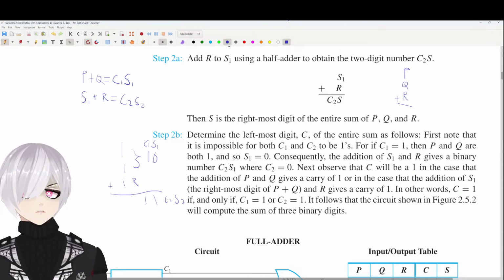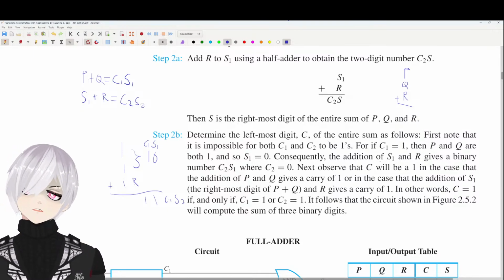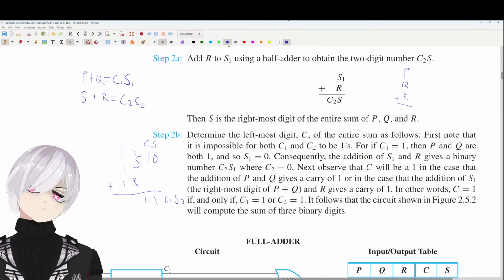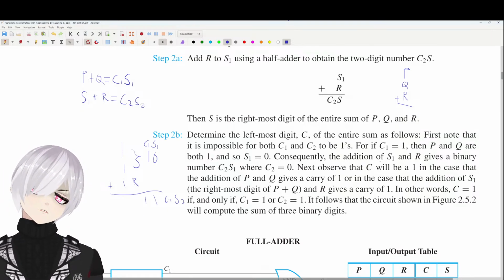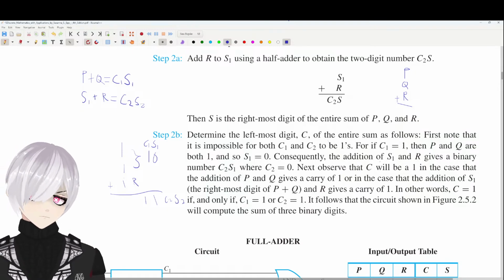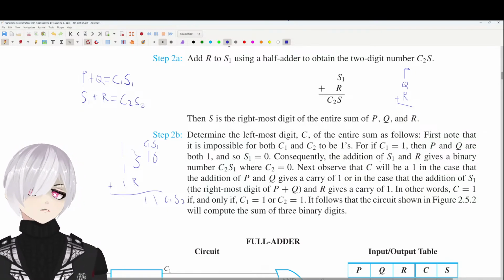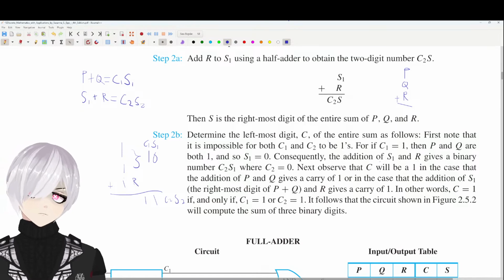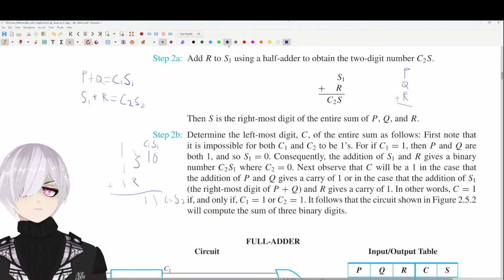Because I guess they're saying, maybe they're just looking at the particular case where S1 equals 0. Because if S1 equals 0, then C2 is 0, because then you're going to have either 0 plus 1 or 0 plus 0. Let's say S1 is 0 and C1 is 1. So it's a case where P was 1 and Q was 1, so you ended up with 1, 0. You can either add 1 or you can add 0, right?